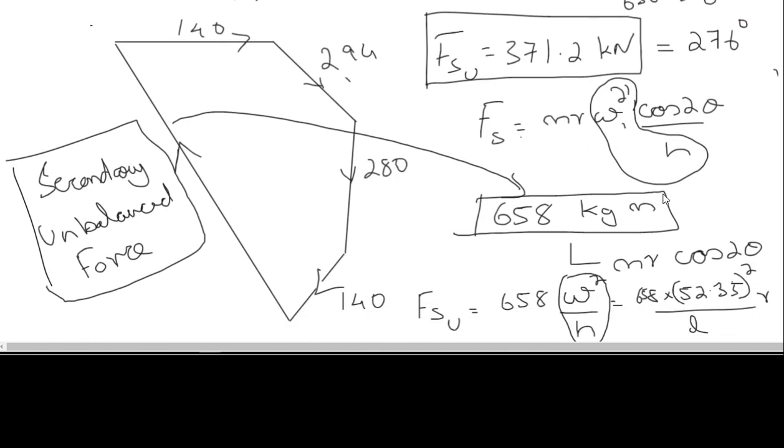So m r into cos 2 theta is multiplied with omega square by n, and we are taking the maximum. Cos 2 theta maximum will be 1. That is why we are only multiplying with omega square divided by n. So for the maximum condition cos 2 theta equals 1, and m r omega square by n is the maximum secondary force. So we multiply with omega square by n, and you will get 371.2 kilonewton.